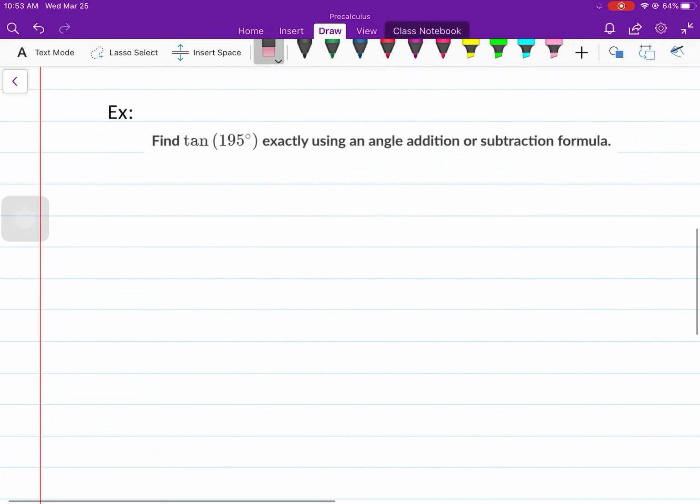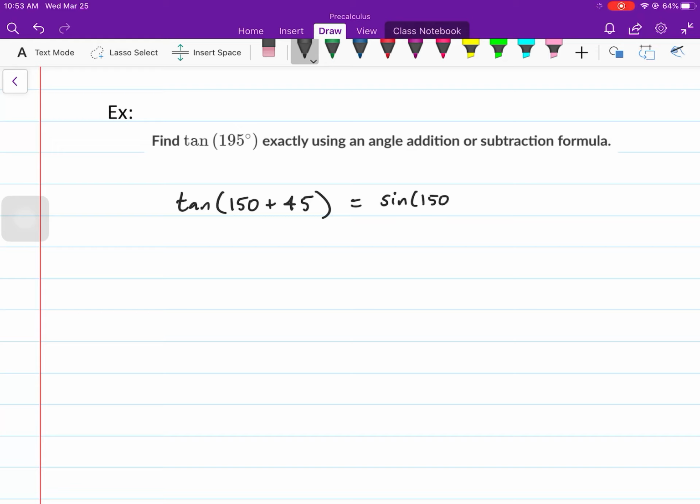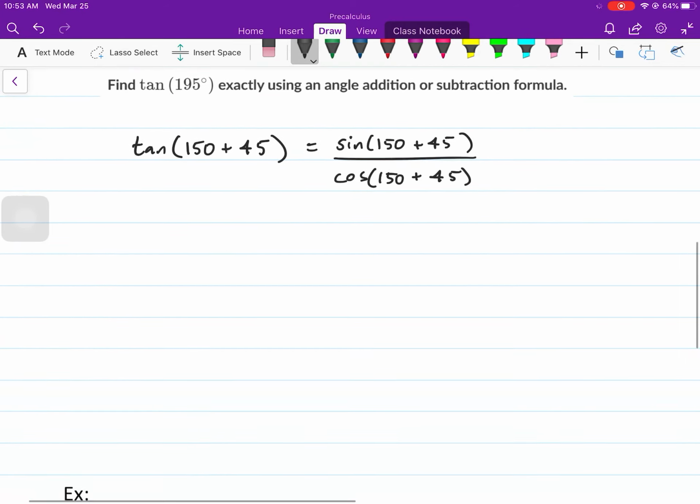So I'm going to say that this is going to be tangent of 150 plus 45. Now what is tangent? Well, tangent's the same thing as sine over cosine, so we can think of this as sine of 150 plus 45 over cosine of 150 plus 45. And so now we've got to use both of our identities.